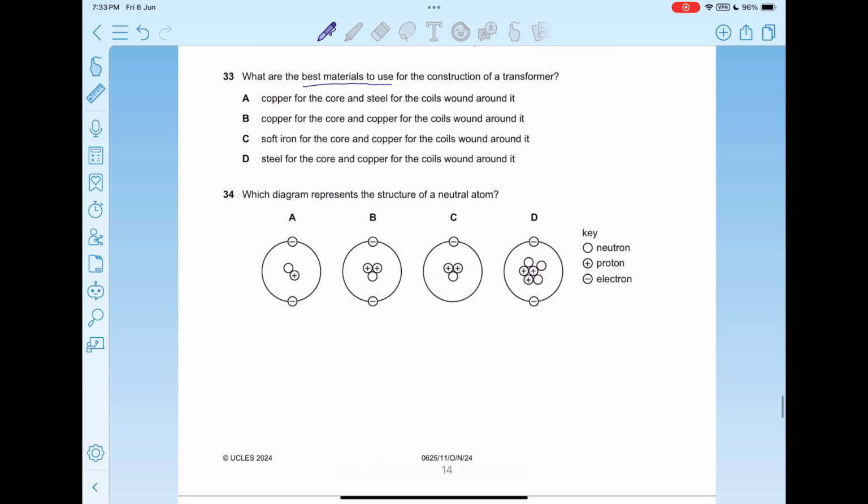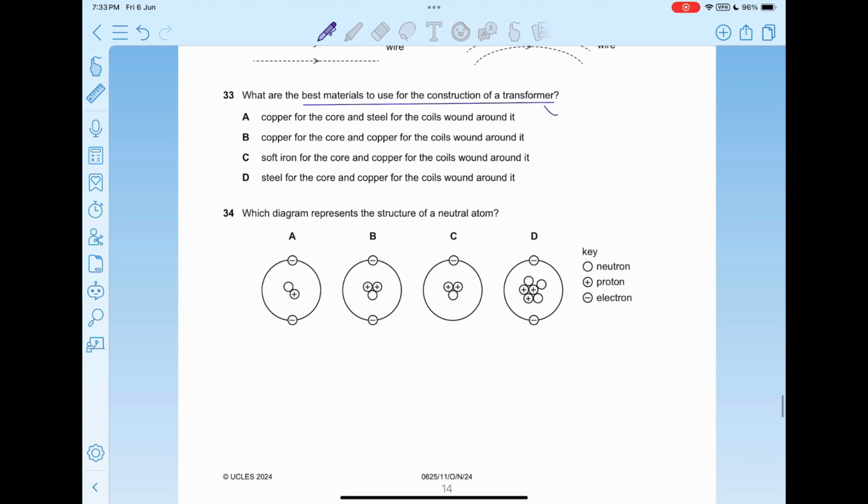What are the best materials to use for construction of a transformer? So a transformer is usually made using soft iron. So soft iron for the core, and it has to have a coil wrapping around it that has good electrical conductivity, so they use copper usually. So soft iron for the core and copper for the coils. Answer is C.